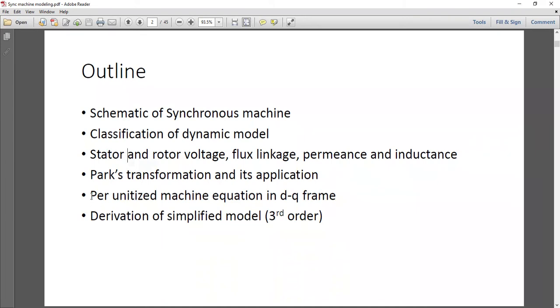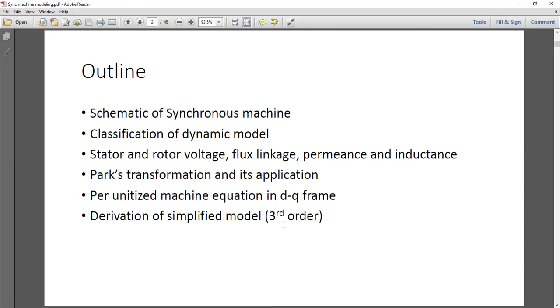Then of course, as we did for the second order model or the classical system, we will also develop the per unitized model. And finally, out of all these discussions, we'll go through some simplifying assumptions, and we will see that we can represent the electrical part of the synchronous machine.